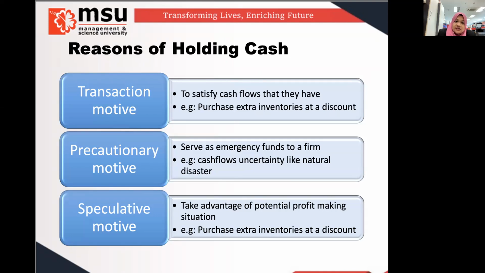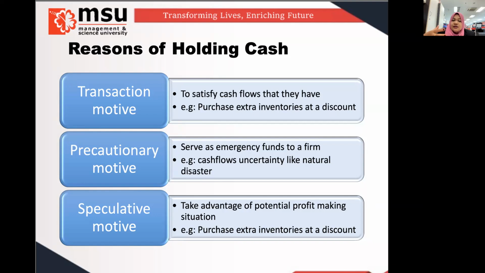Reasons for holding cash. The first one is the transaction motive. Transaction motive means that for every transaction, everything that we want to do, we need cash. Without cash, we are not able to conduct any transaction. If you want to buy extra inventory at a discount, we have to have cash. Without cash, we will not be able to grab the discount. Second is the precautionary motive.